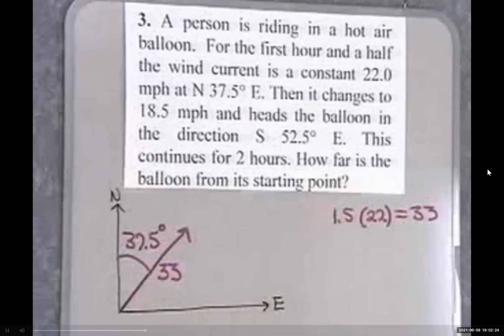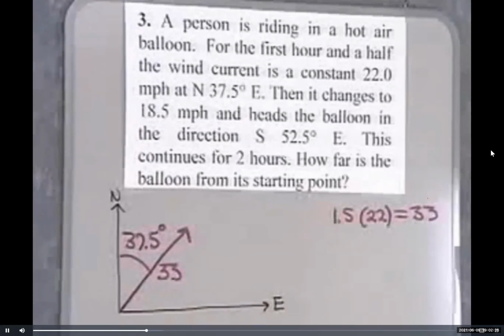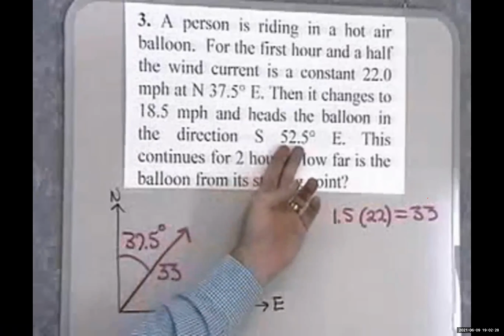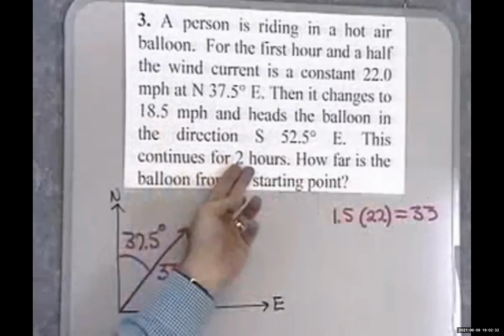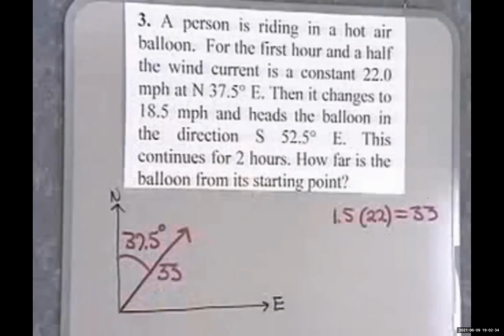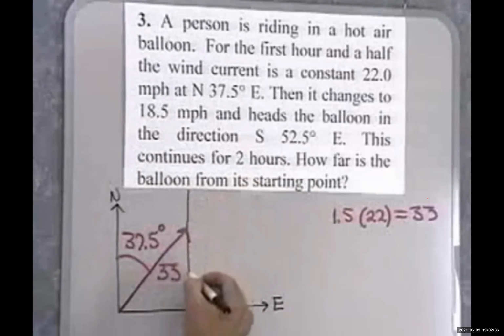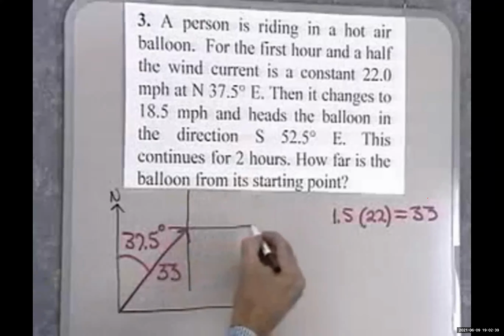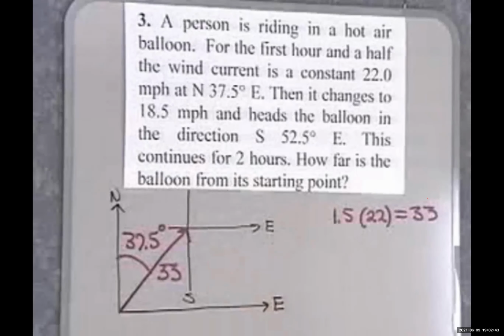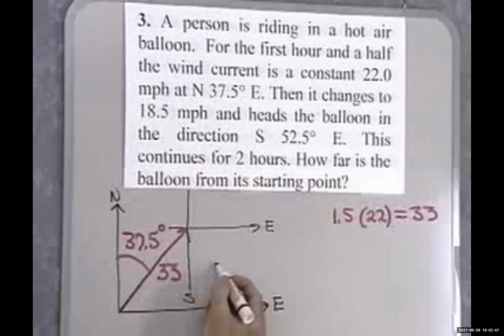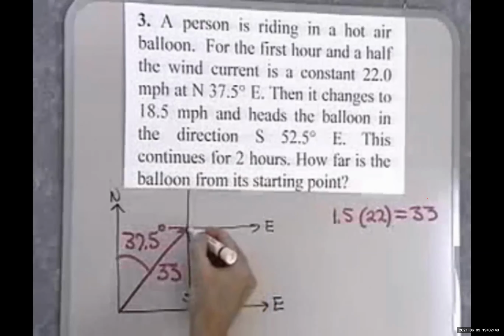Now, at that point, the balloon changes direction and is now going to head south 52.5 degrees east at 18.5 miles per hour and do that for 2 hours. So I'll draw in another coordinate system right here, north, south, west, east. So now this is south and this is east. And now the balloon changes direction and heads at south 52.5 degrees east.